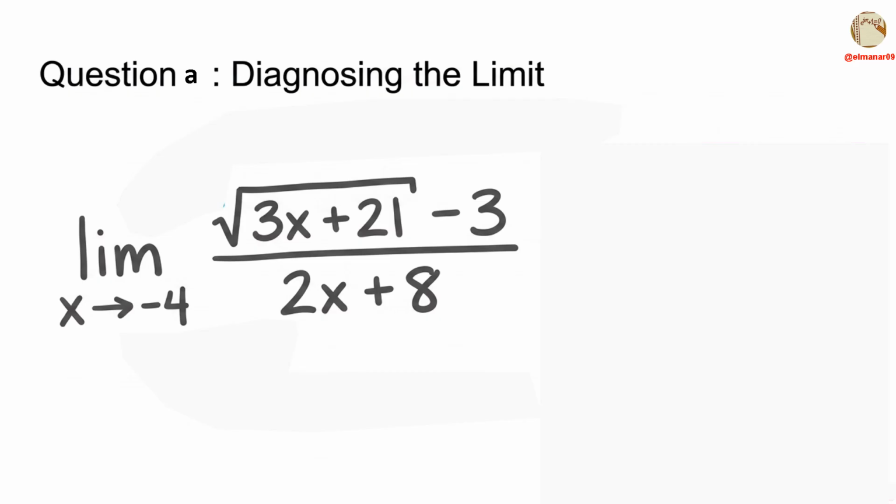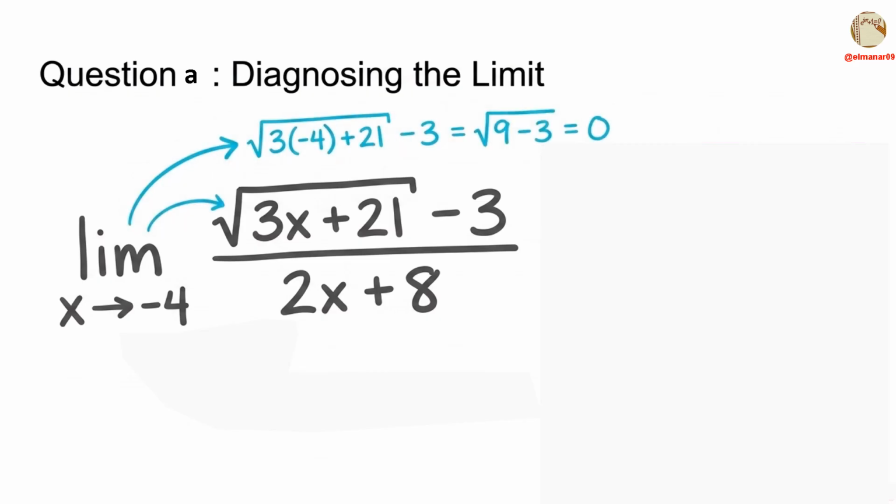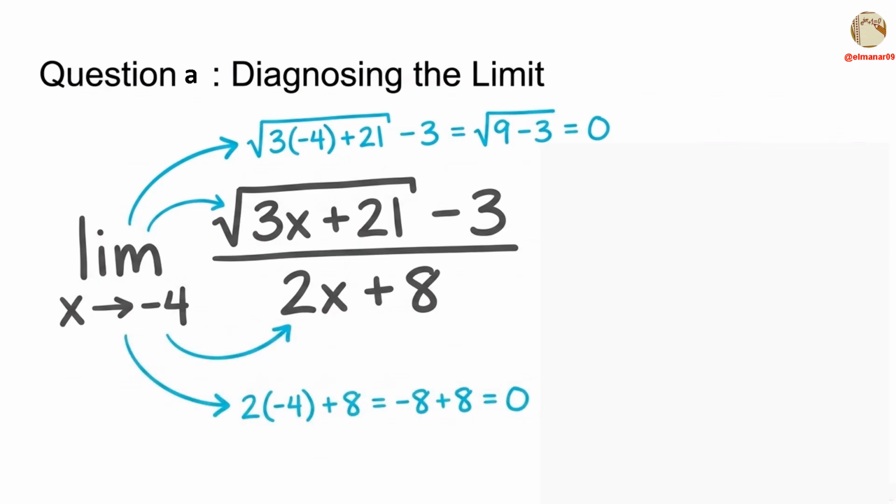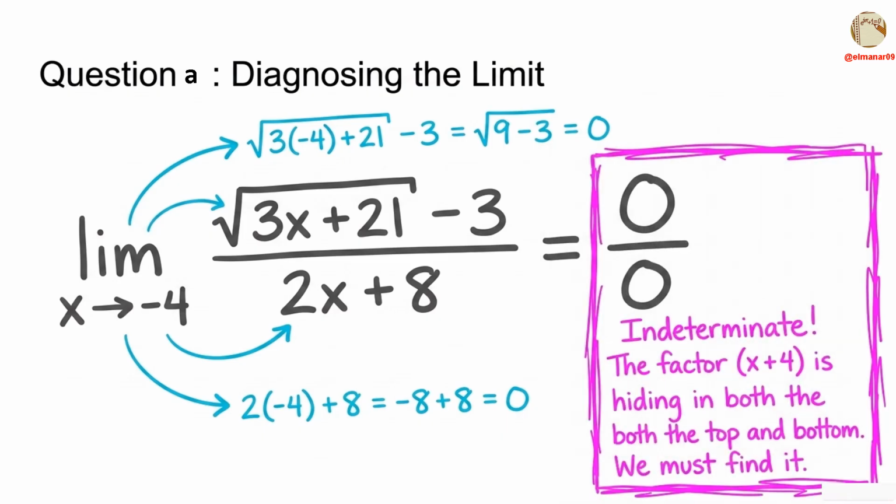At the top, the numerator, we get the square root of 3 times -4 plus 21 minus 3. That simplifies to the square root of -12 plus 21 minus 3, which is the square root of 9 minus 3 equals 0. At the bottom, the denominator, we get 2 times -4 plus 8, which is -8 plus 8 equals 0. Result? 0 over 0.